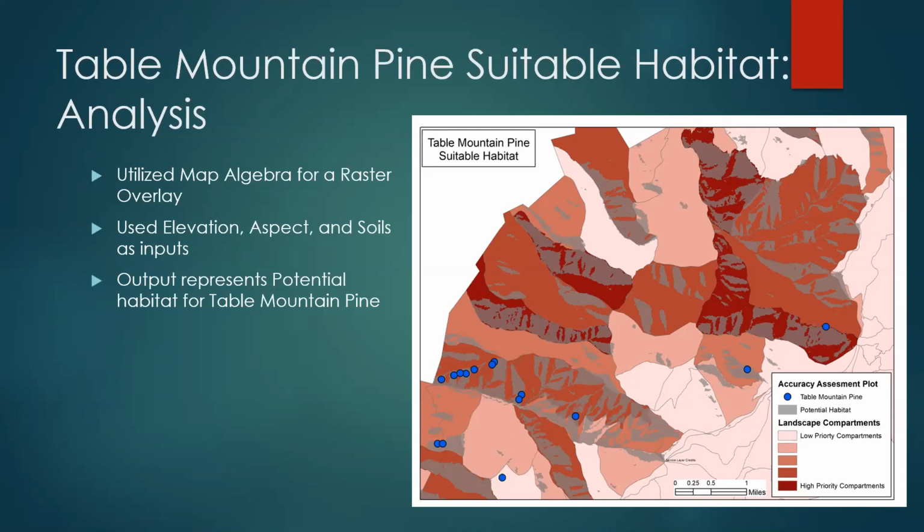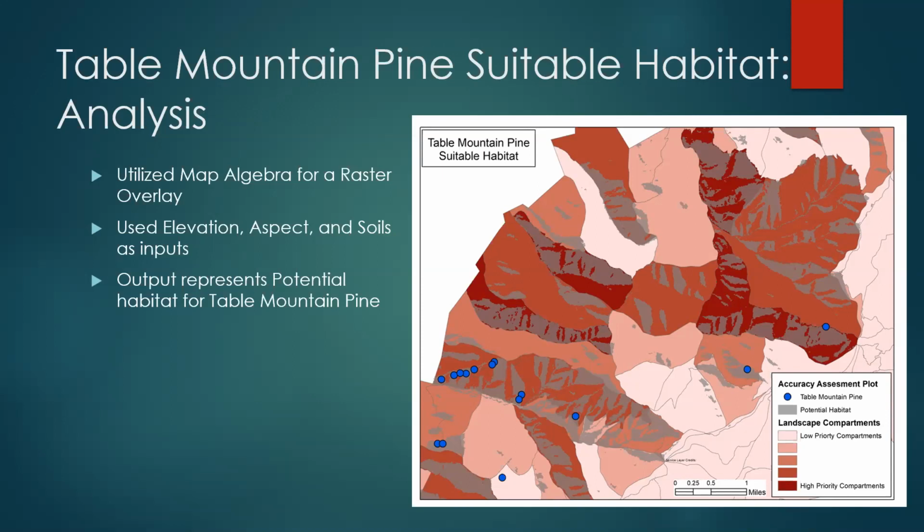Using this DEM, I created a habitat elevation window and an aspect layer for the overlay analysis. Also, since Table Mountain Pine prefers specific soil conditions, I exported the excessively and somewhat excessively drained soils from the initial soils dataset and converted them into a raster dataset for this analysis. The output from this analysis represents the potential habitat locations for Table Mountain Pine. The data was summarized using the landscape compartment layer so that it could be compared to the current prescribed burn priority map.